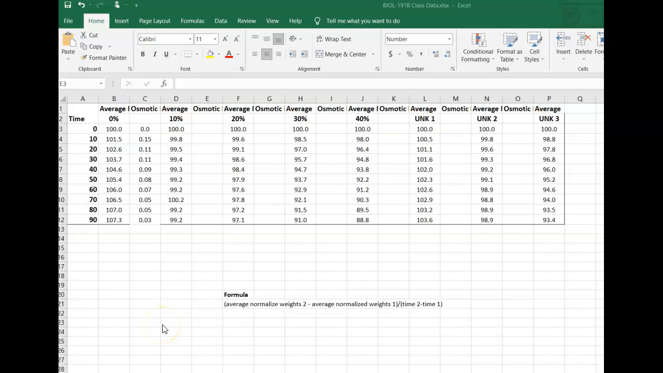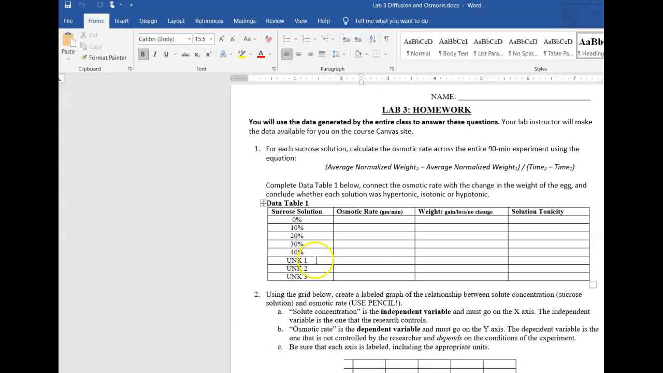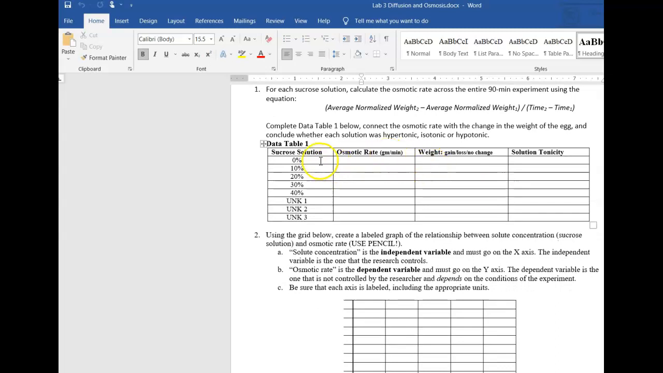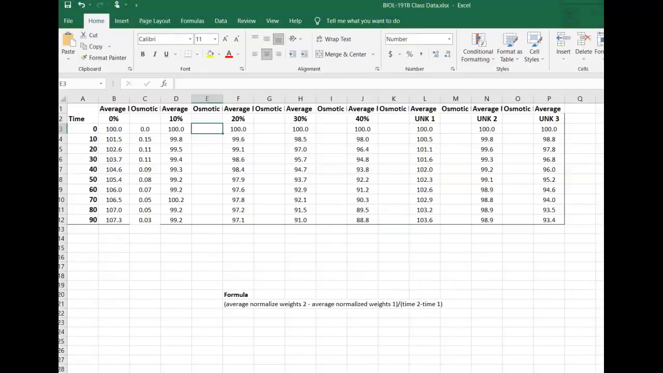Hi everyone. So here's part two to the osmosis or osmotic rate calculations. Some of you guys have been sending me questions because you weren't sure how to calculate the final osmotic rate for each of the sucrose solutions. But this is what you're doing. This is the sheet that I was sharing with you guys last time.